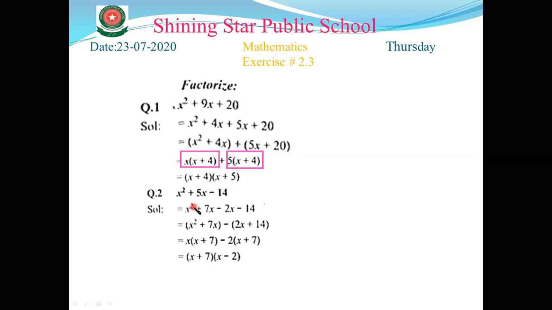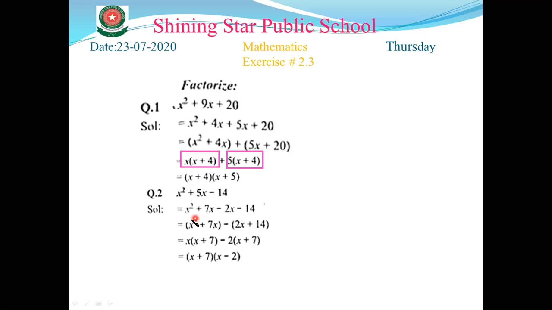Now, start question number 2. For question number 2, x square plus 5x minus 14, we have to find two numbers. If we multiply them, we must get minus 14, and if we add them, we must get 5. So the numbers are 7 and 2. When we multiply 7 and 2, we get 14, and when we add 7 minus 2, we get 5.